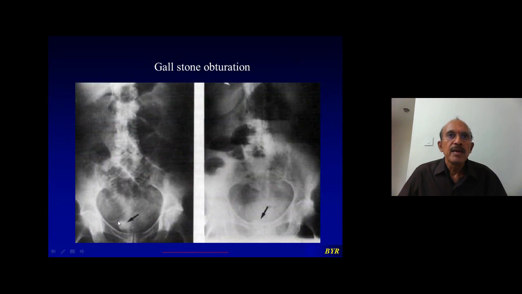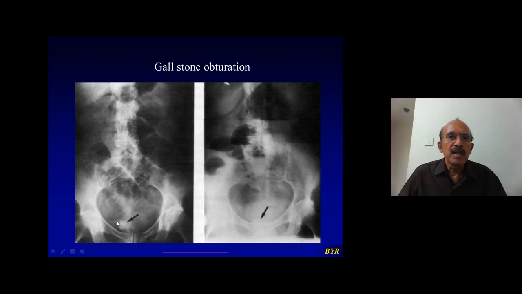You can see here it is a case of a radio-opaque density with the dilated bowel shadows here. So this is due to a gallstone blocking the small bowel.